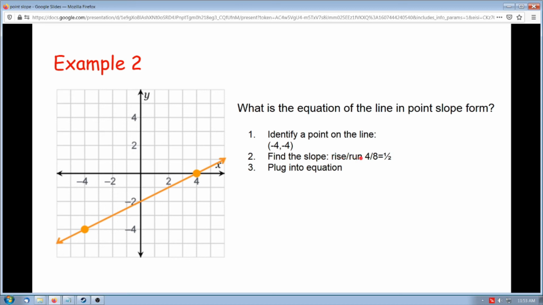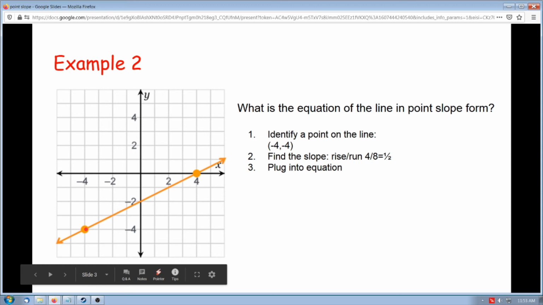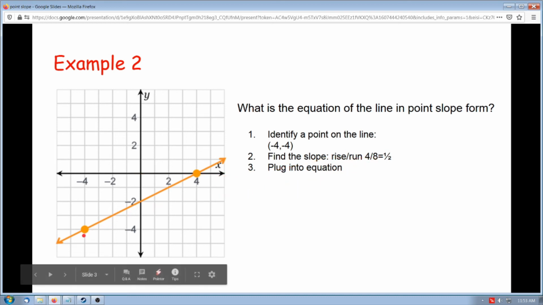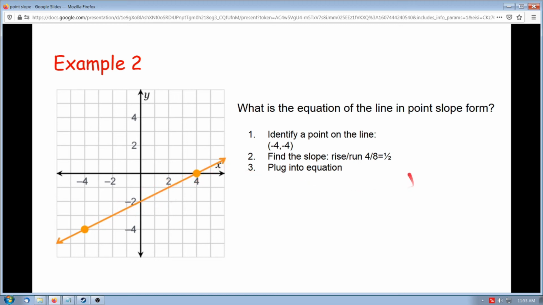Remember, that's just rise over run. So if you follow my pointer, if I'm going to go from one point to the other, I'm going to go up 1, 2, 3, 4. That's where my 4 comes in. And then I'm going to go over 1, 2, 3, 4, 5, 6, 7, 8. So 4 over 8. This is going uphill. Remember, I talked about going uphill and downhill. Going uphill is a positive slope. So 4 over 8 would give us a positive half. So that's our slope.